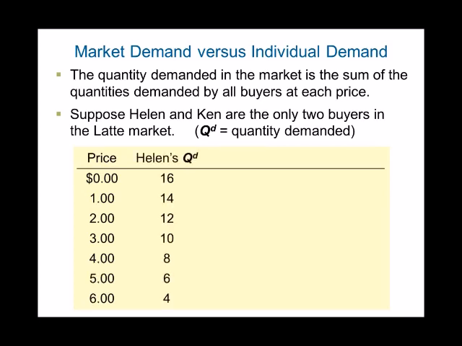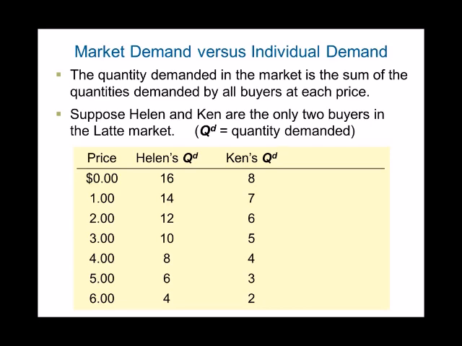So we already know Helen's quantity demanded. Helen was asked all these prices, and Helen gave these quantities as the quantities that she would purchase at a given price. Now, if we add Ken to the market and we ask Ken the same question, all right, Ken, at $0, how many lattes are you going to purchase? Ken says 8. And then we ask, okay, Ken, how many are you going to purchase for $1? If each latte was $1, Ken says 7, and so on. And for $6, Ken is willing to purchase 2.